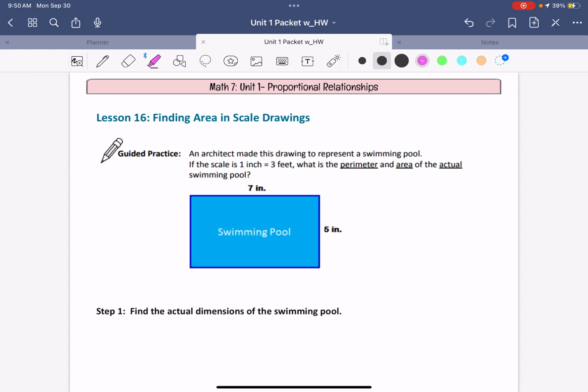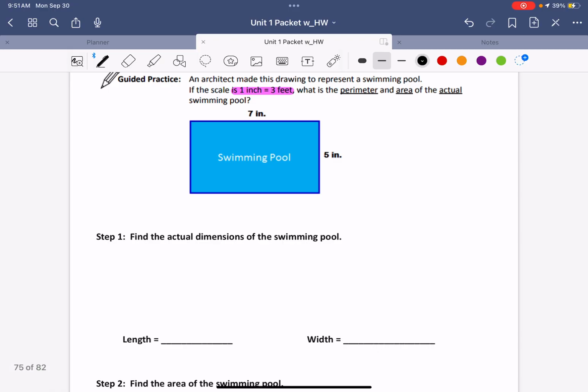So I'm going to take my scale, which is 1 inch equals 3 feet. The first thing I need to know, if this is the drawing, is the actual dimensions of the pool. Because if I'm finding the area and the perimeter of the drawing, that's not going to work for me. So I need the actual dimensions first. So 7 inches, I'm going to say that is the length, and 5 inches is the width.